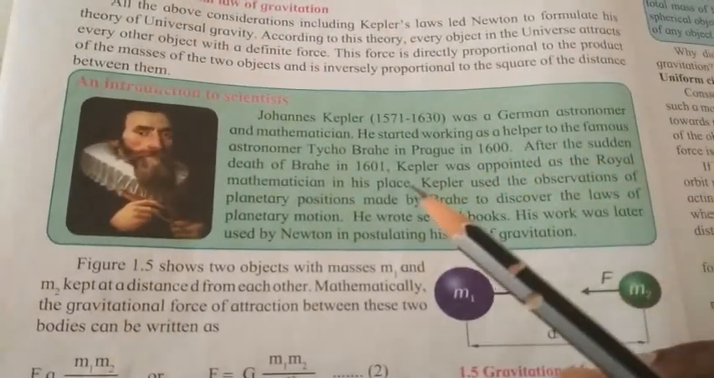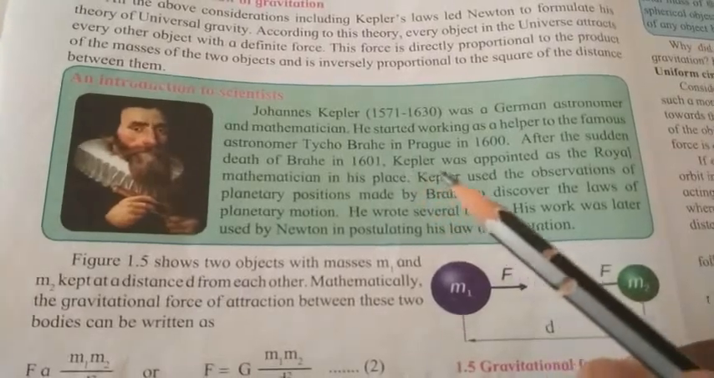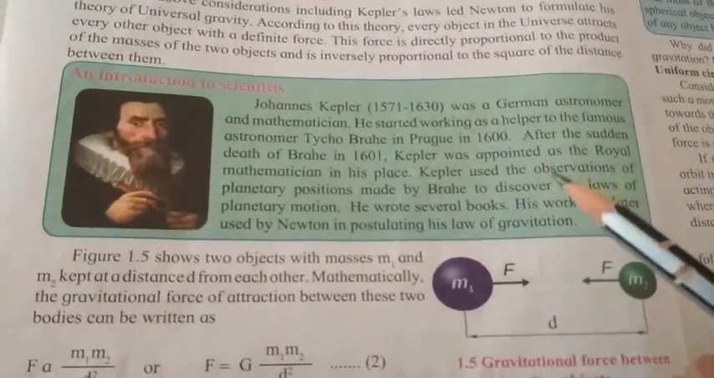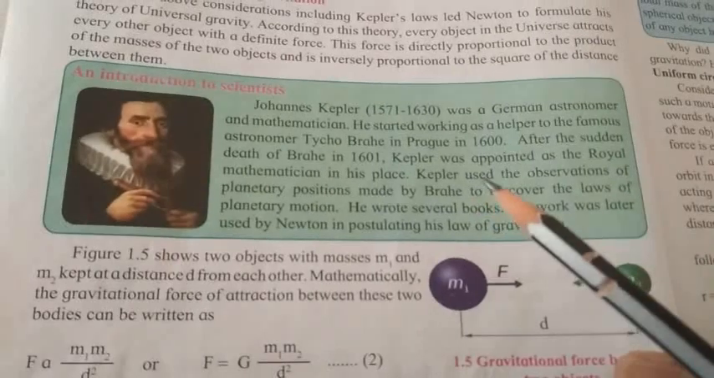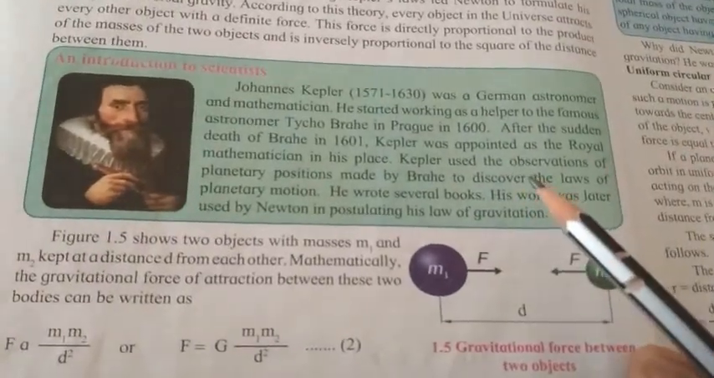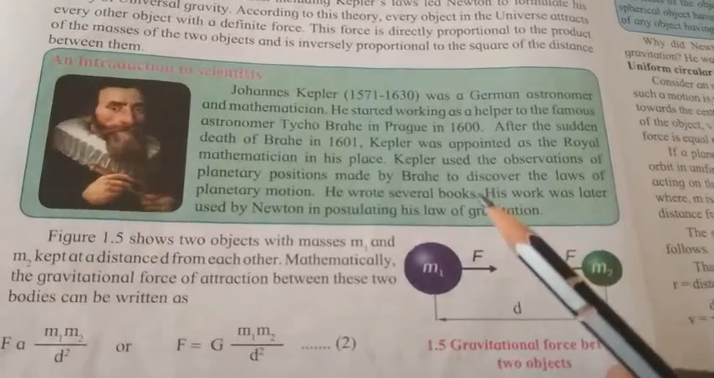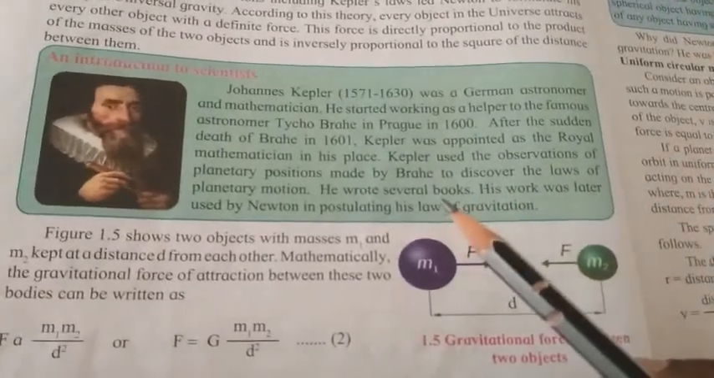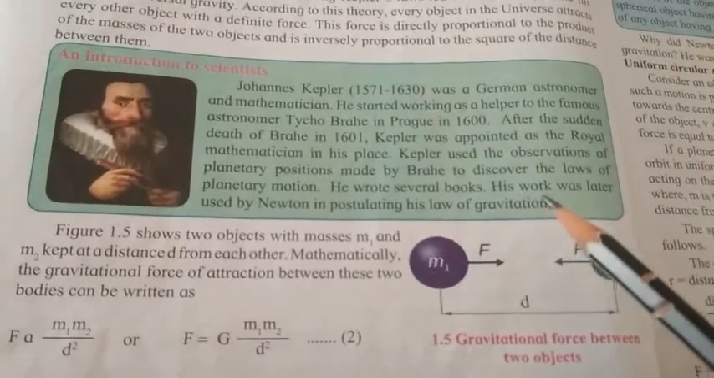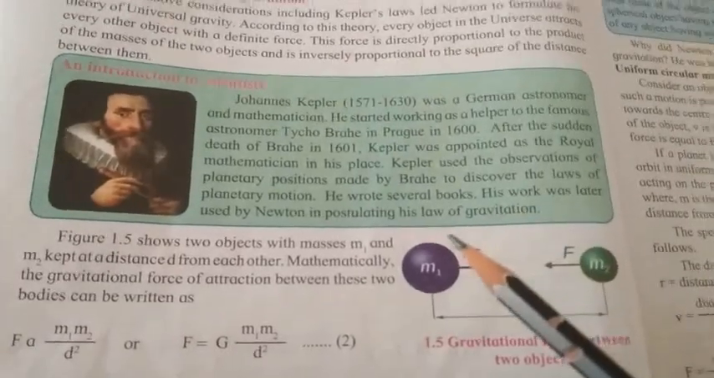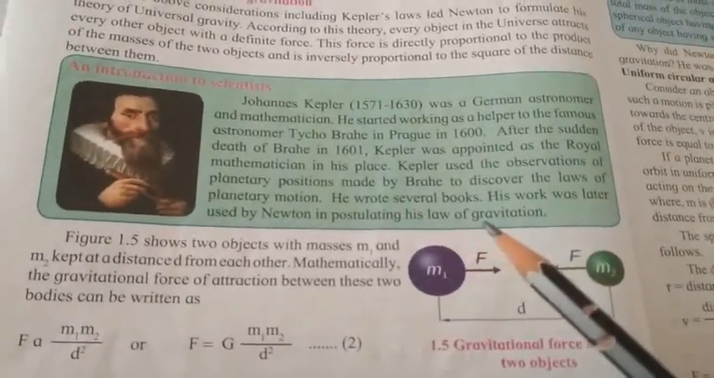After the sudden death of Brahe in 1601, Kepler was appointed as the royal mathematician in his place. Kepler used the observations of the planetary positions made by Brahe to discover the laws of planetary motion. He wrote several books. His work was later used by Newton in postulating his law of gravitation.